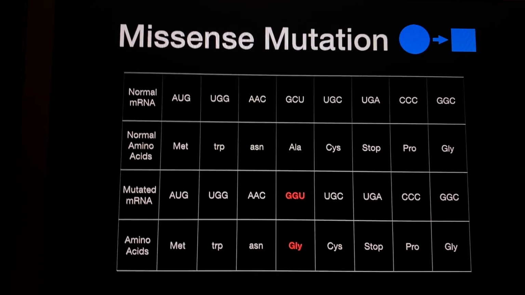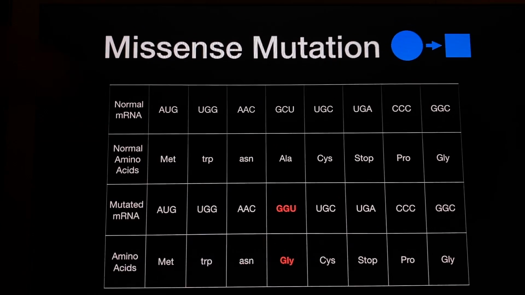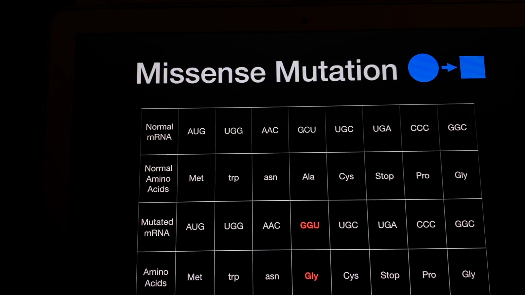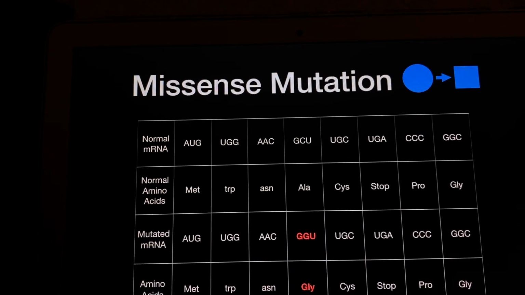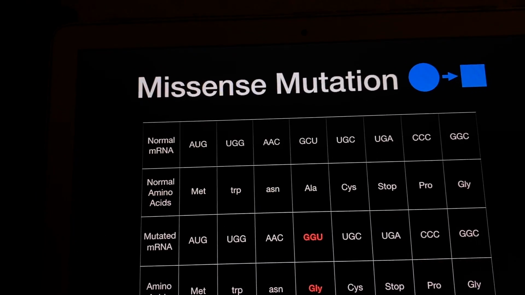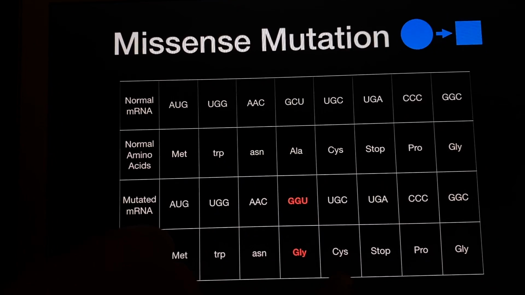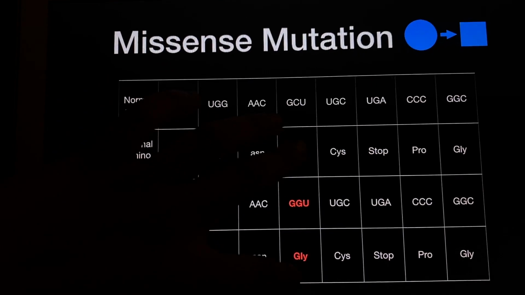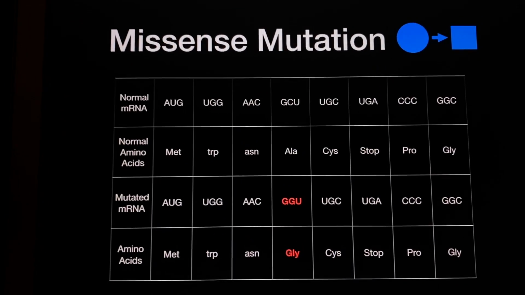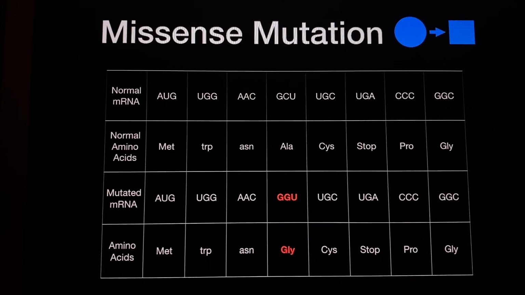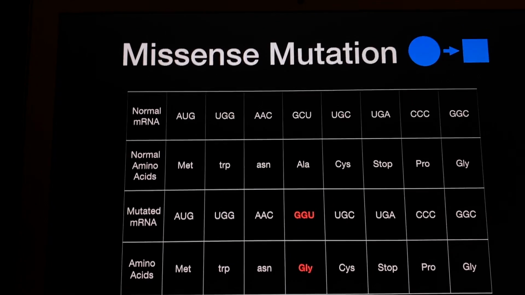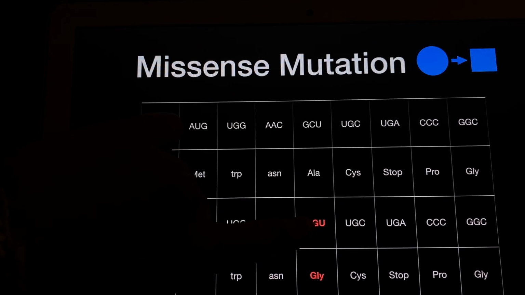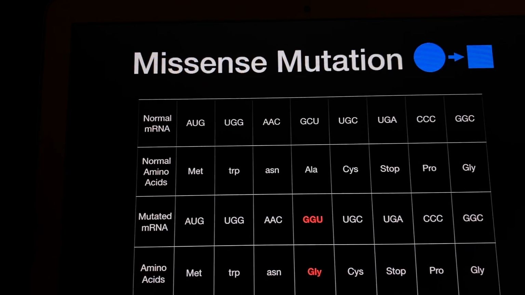Here is the missense mutation. Missense mutation is where there's a change in the codon that codes for a different amino acid, and this can alter the protein's function or make a protein nonfunctional. Here's the mutation right here. It changed the GCU to the GGU, causing a completely different amino acid. And this is a transversion mutation, because you have a pyrimidine base being replaced by a purine base.